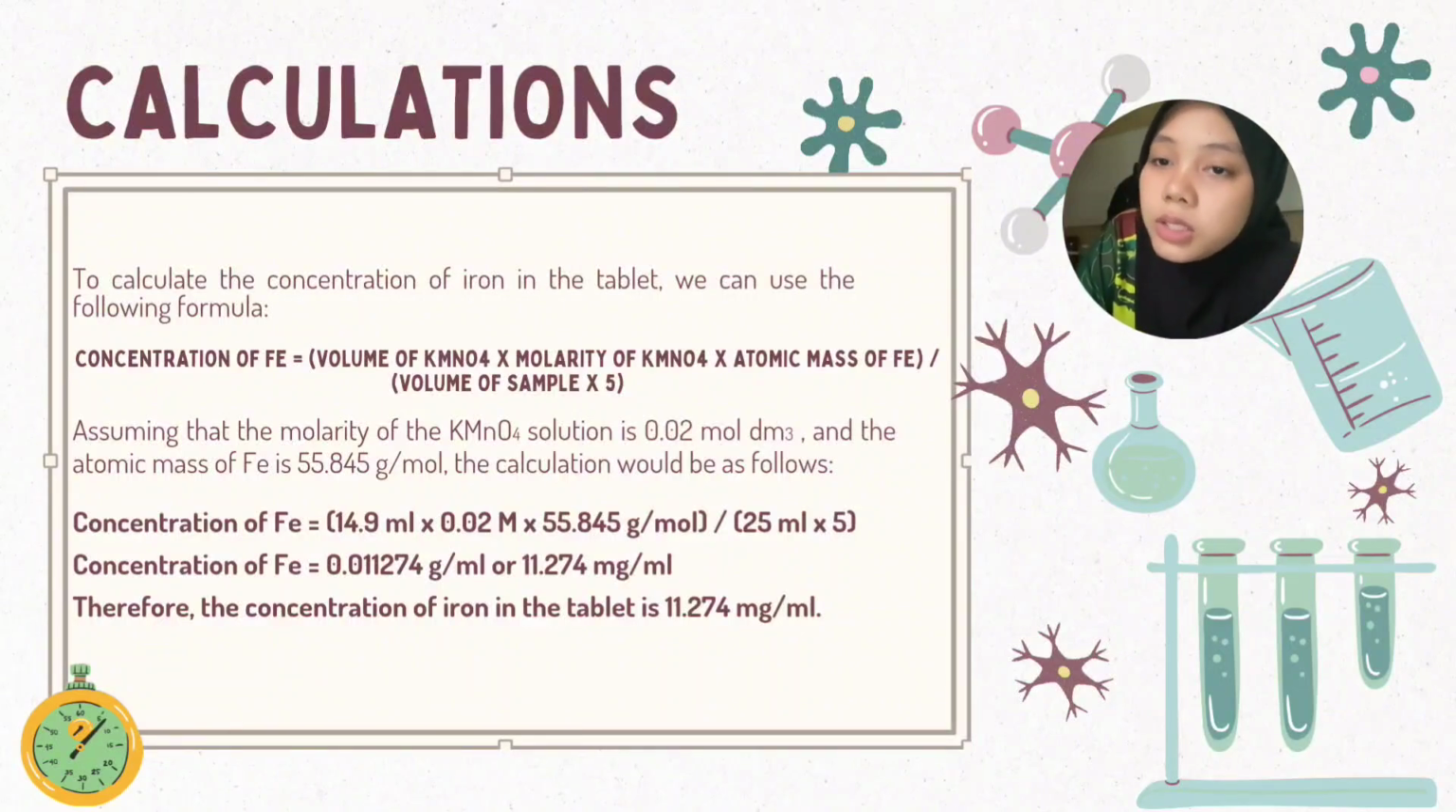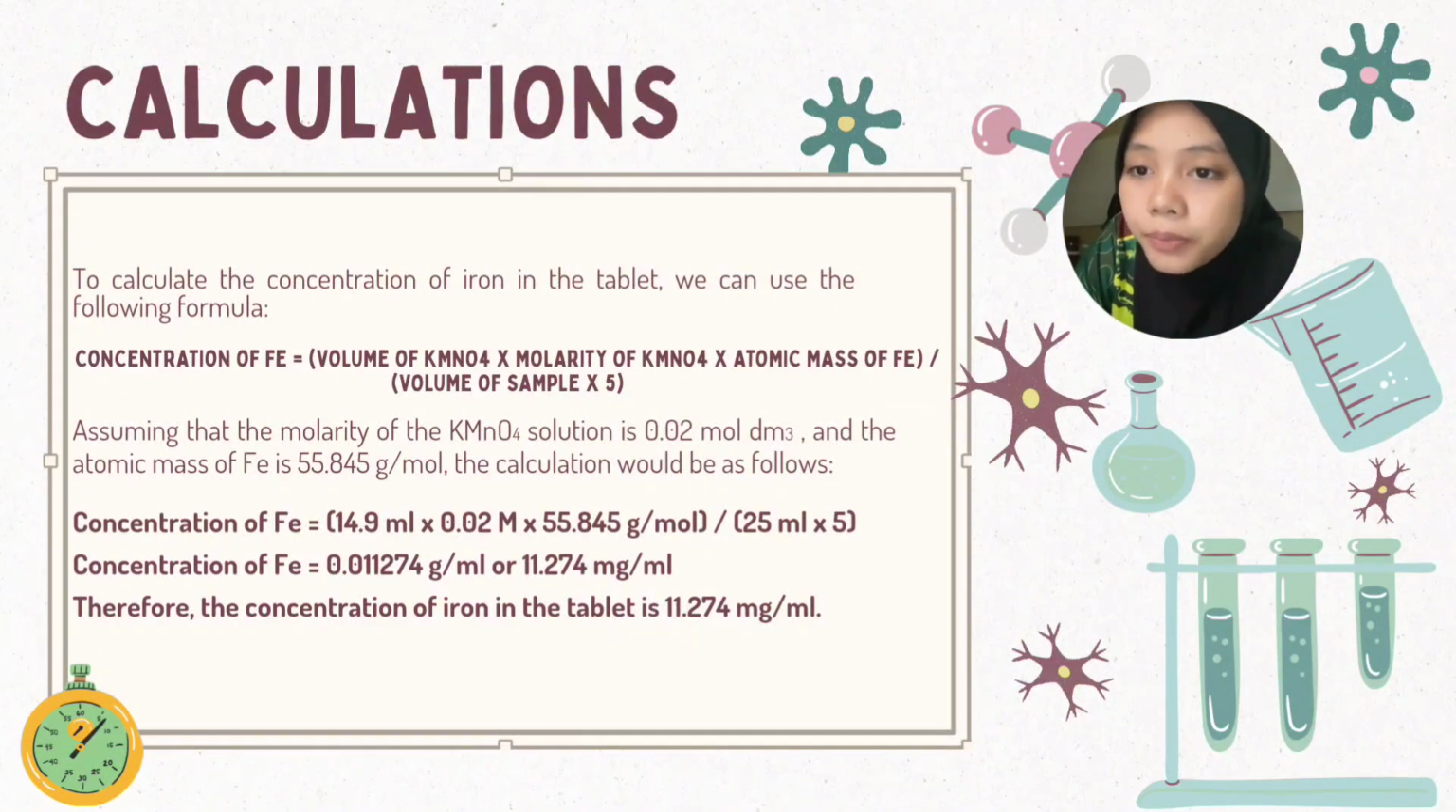To calculate the concentration of iron in the tablet, we can use the following formula. Concentration of iron, volume of potassium permanganate times molarity of potassium permanganate times atomic mass of iron divided by volume of sample times 5. Assuming that the molarity of the potassium permanganate solution is 0.02 mol per cubic decimeter and the atomic mass of iron is 55.845 g per mol, the calculation would be as follows.